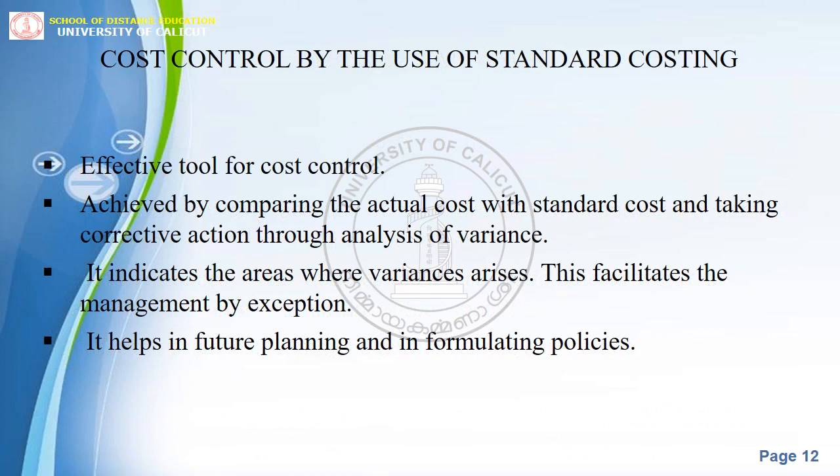Standard costing is an effective tool for cost control. It indicates the areas where variances arise. This facilitates management by exception. It also helps in future planning and in formulating policies.